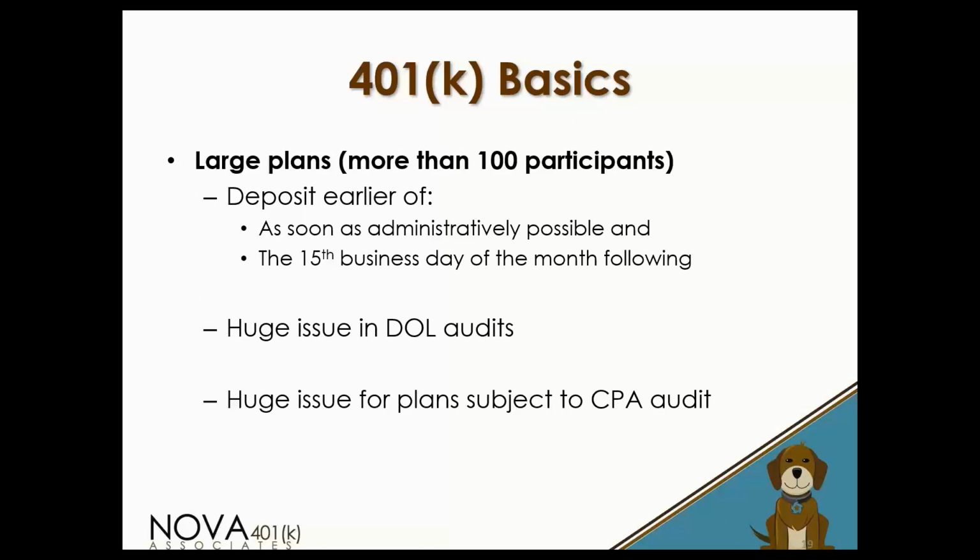Now, if you have a large plan, and that is when you have a plan that is more than 100 participants, the Department of Labor gets a little bit stricter on those rules. Historically, the rule was 15 business days after the month following the contributions were made. And that kind of still sits there. It was never revoked, but it's not something that the Department of Labor is looking for anymore.